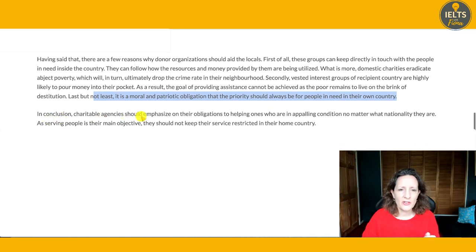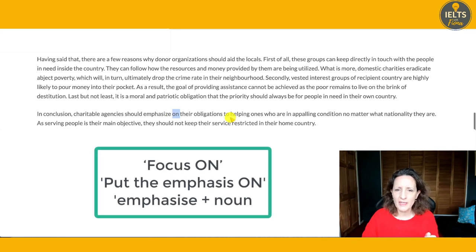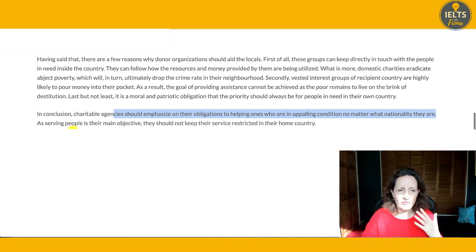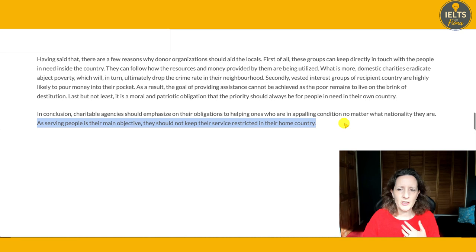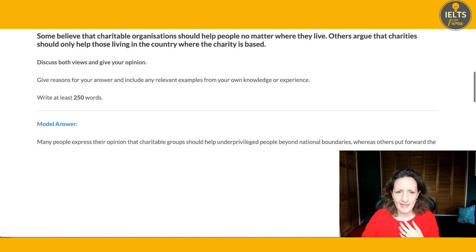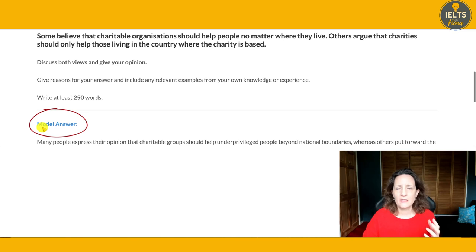In conclusion, charitable agencies should emphasize not on their obligations to help, not helping, people who are in appalling conditions, plural, no matter what nationality they are. Okay, that's fine, but you have said that before. That's okay. You're reiterating that. Serving people is their main objective. They should not keep their service restricted to their home country. Okay, that's fine. But you have kind of repeated that twice. Fine. So I would say that there are many things that mean that this essay is not a band nine essay. Doesn't mean it's not a possible answer, but it is not a model answer.